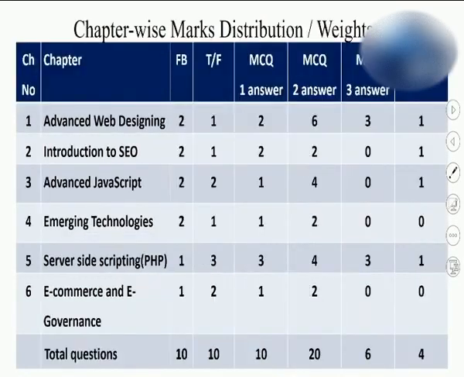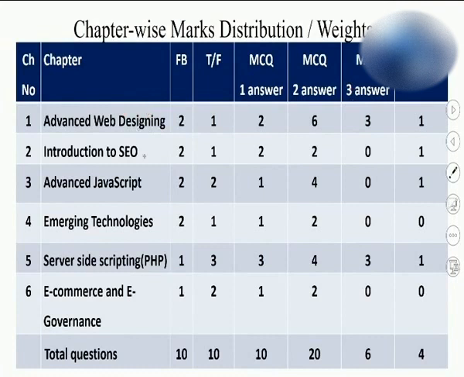Let us see the chapter-wise marks distribution, like for the fill in the blanks. From the first chapter, 2 marks questions are tentatively asked. All these marks are tentative, they may vary a little during your final examination. So fill in the blanks questions from the first chapter will be 2. True false will be 1. 2 questions for one single correct answer will be there from the first chapter. 3 questions of 6 marks will be there from the first chapter, and 1 question of 3 correct answers will be there from the first chapter.